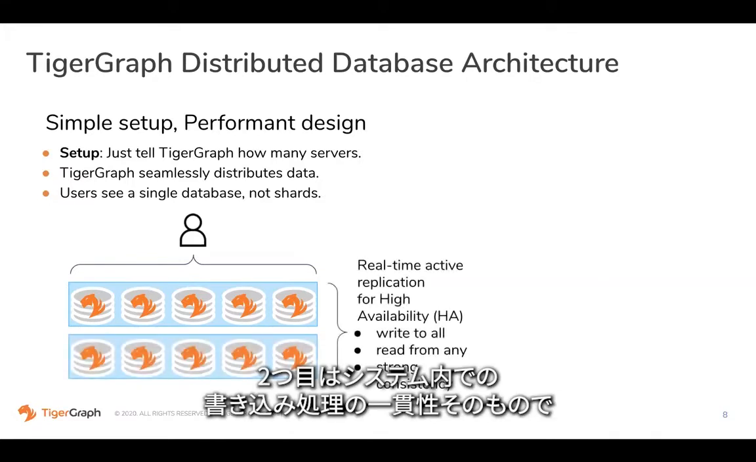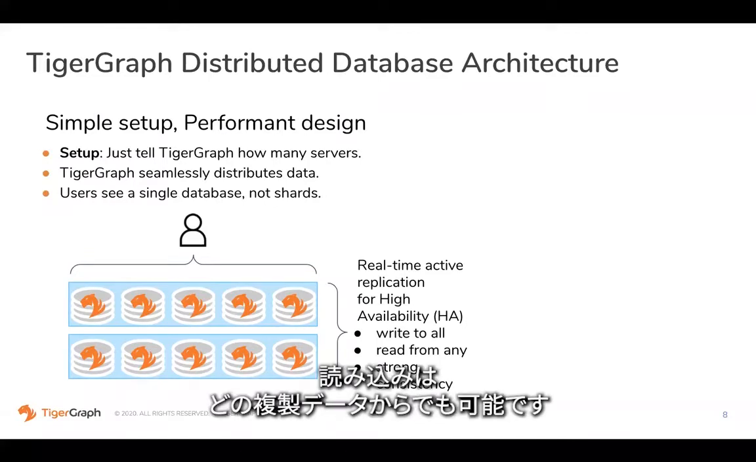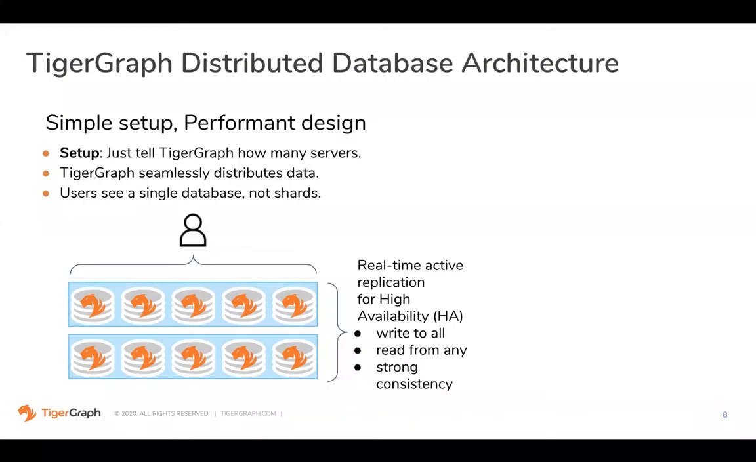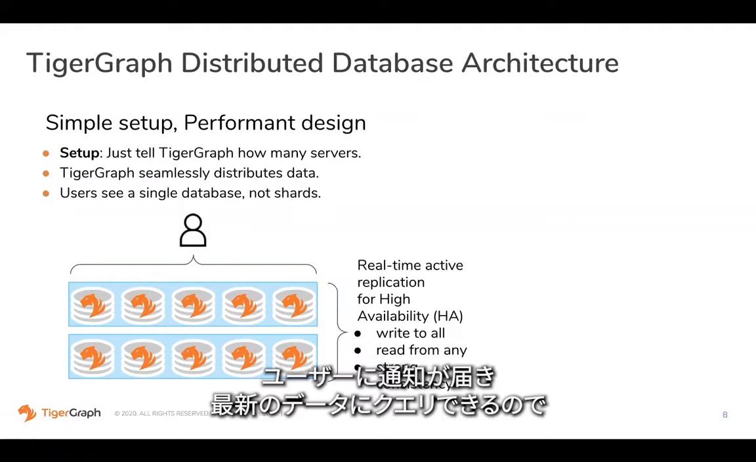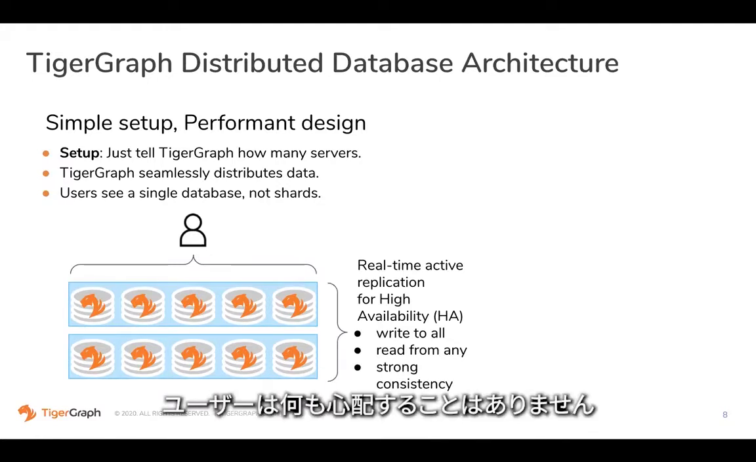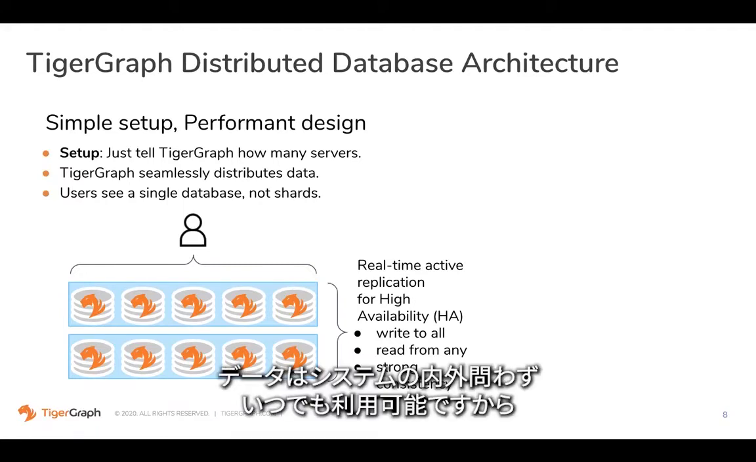And the second thing is the consistency itself. The writes that happen in our system are HA by design. Whenever a write comes to our system, it's written to all the replicas, and the reads can be from any of the replicas. As soon as the data is ingested or written, the user gets the acknowledgement, and then the data is ready for querying. That way you have a really strong, consistent model, and the user doesn't have to worry about whether the data is there in the system or not from a durability perspective.